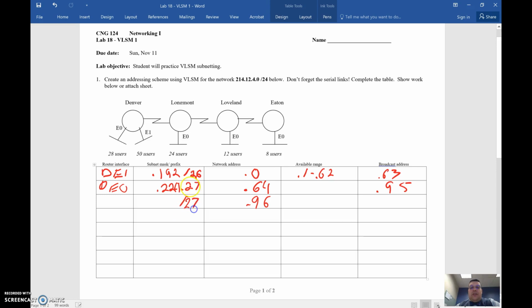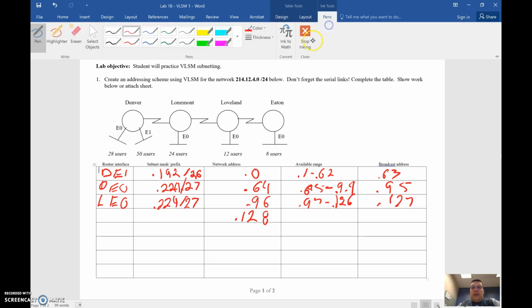This is another /27, and that's going to be 224, and that one's going to be Longmont E0. Another 32 onto this one will be 128, 127. Then I go ahead and fill in between 65 to 94, and then 97 to 126. So as you see, I'm filling in all the information while writing the specifics next to them.